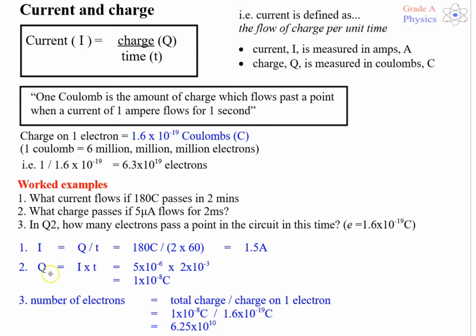We can rearrange the formula to make Q the subject. So we multiply both sides by T to give Q equals I times T. We do need to know these prefixes. So mu is micro, which is 10 to the minus 6. Little m is milli, which is 10 to the minus 3. Once again, I just multiply them together and I get the answer 10 to the minus 8 coulombs.